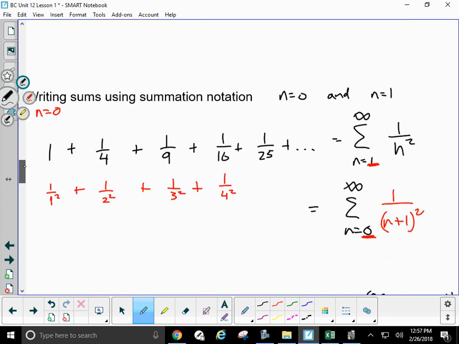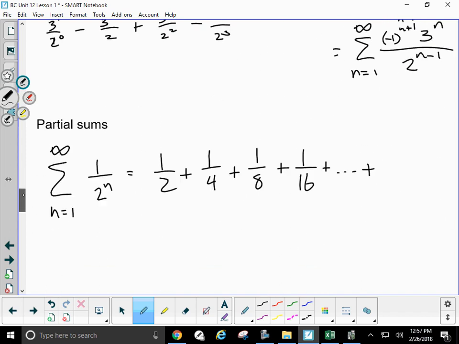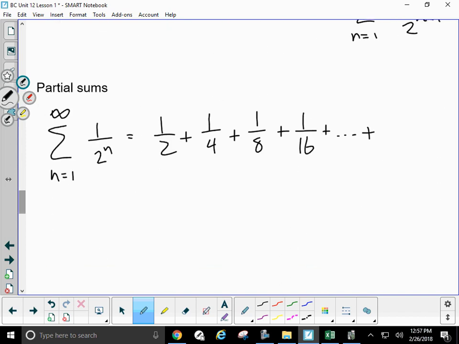All right, so one thing we could do to help us determine whether or not series converge or diverge without using our calculator is by looking at the partial sums of these series by hand.